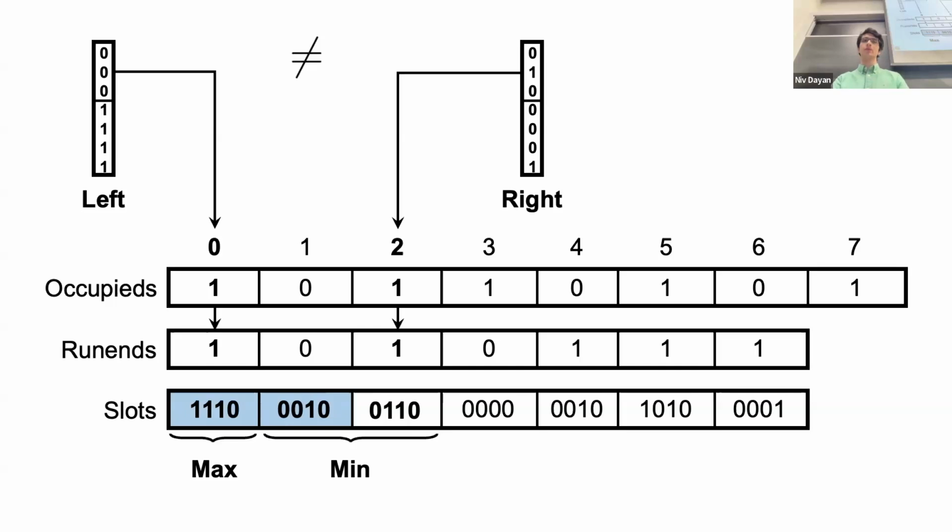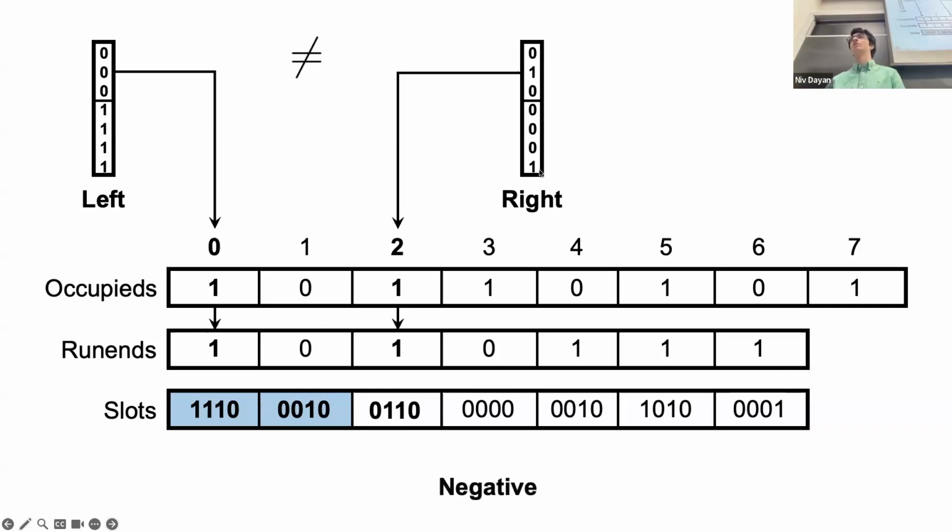And if you compare them with the left and right endpoints, you see that the max remainder in the left run is smaller than the remainder of the left endpoint, and the minimum remainder in the second run is bigger than the remainder of the right endpoint. So none of them are included in between the range query, and that will give you a negative.